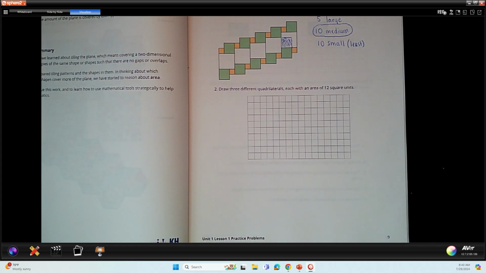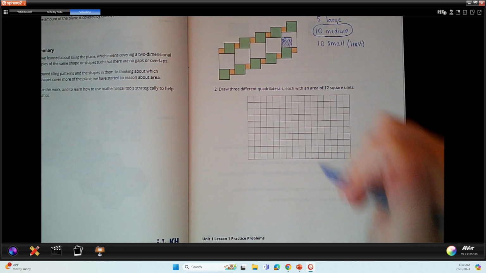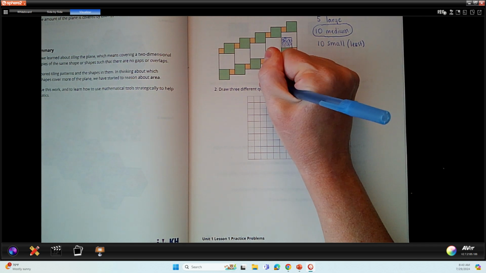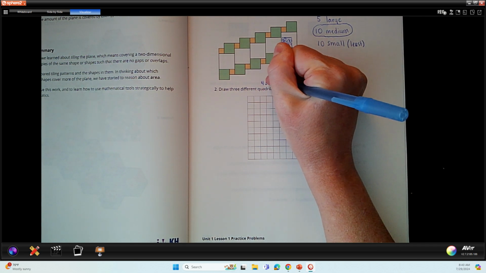All right, let's take a look at question number 2. I love this one. Draw 3 different quadrilaterals. A quadrilateral is a 4-sided shape. So we need to know that we're making a 4-sided shape, okay, with an area of 12 square units. Well, this is kind of fun.